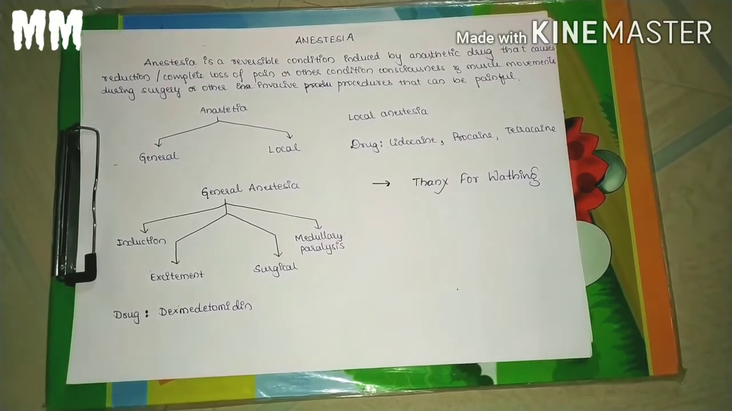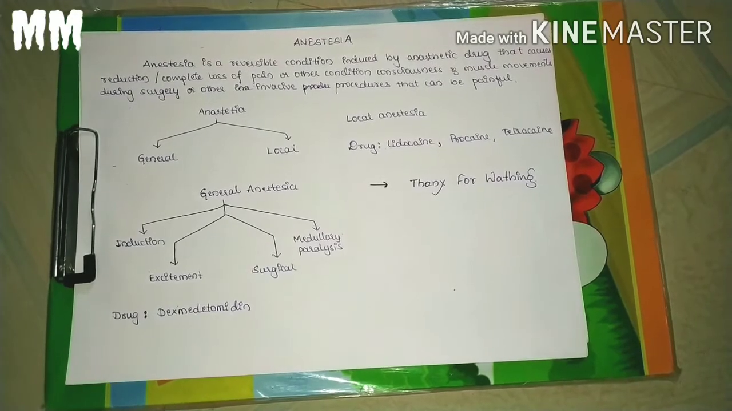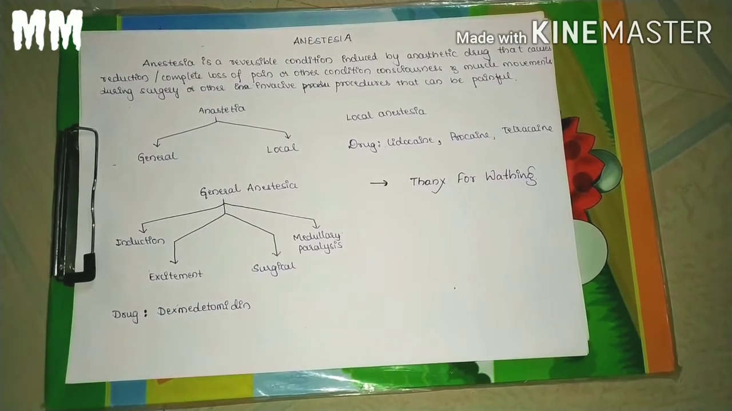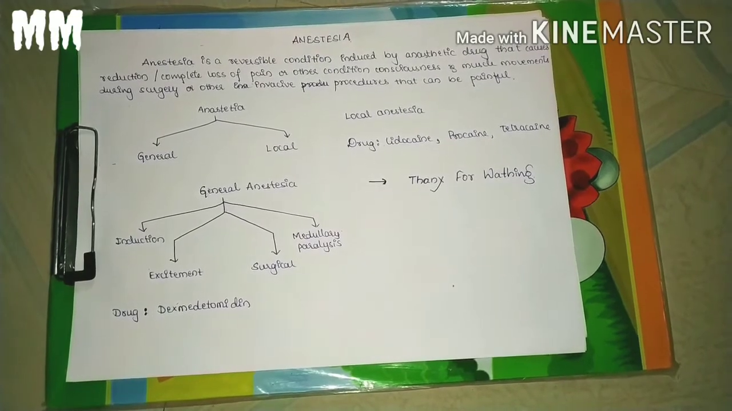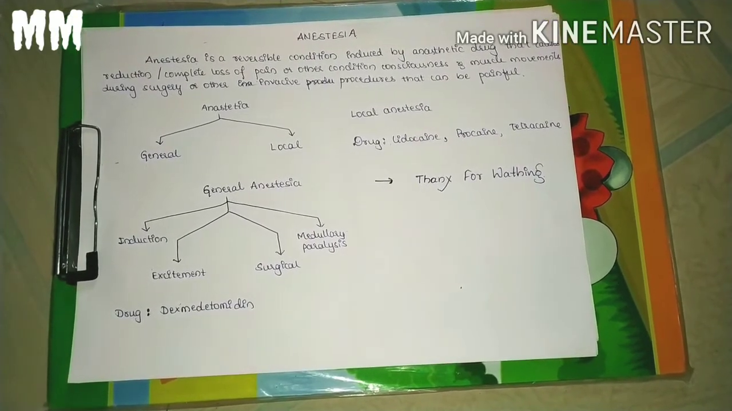And next we have the second stage known as excitement. At this stage, depression of inhibitory neurons in the CNS leads to increased excitement, involuntary muscle movements, and increased heart rate, blood pressure and respiration. And next we progress to the third stage known as surgical anesthesia.